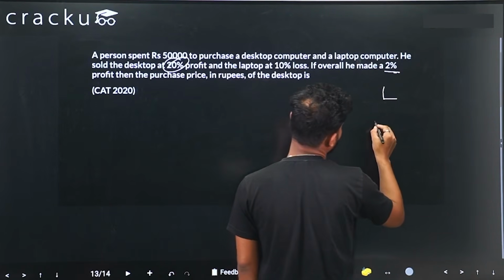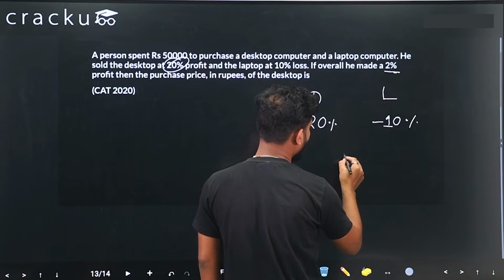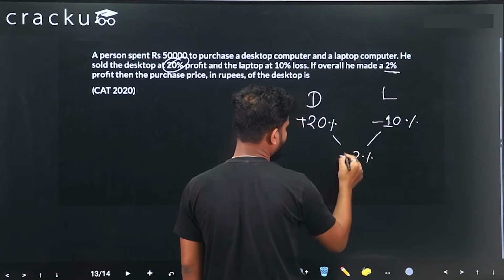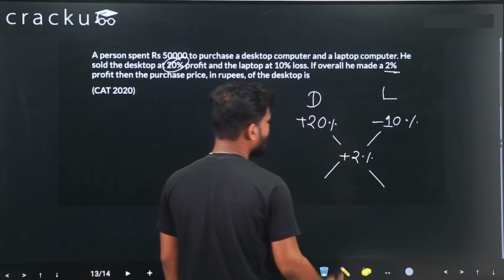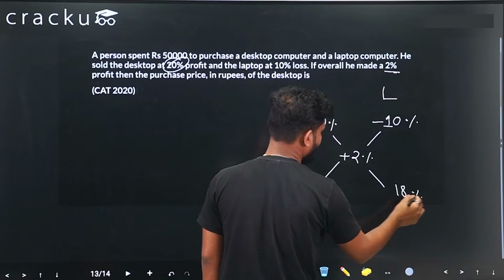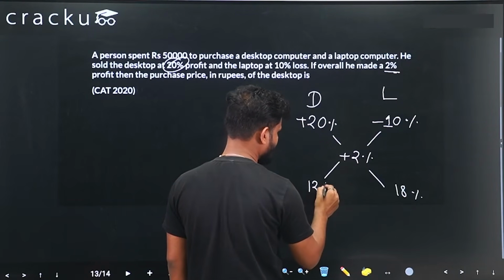Laptop is sold at 10% loss. So this is minus 10%. And overall you are getting 2% profit. Just apply the alligations here. So 20% minus 2%, you will get 18%. 2% minus of minus 10%, here you will get 12%.